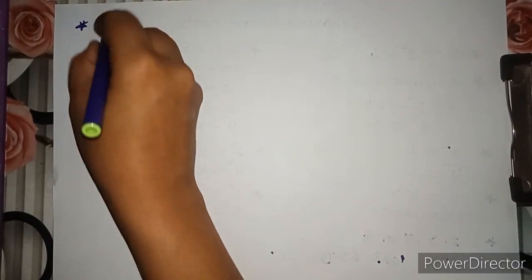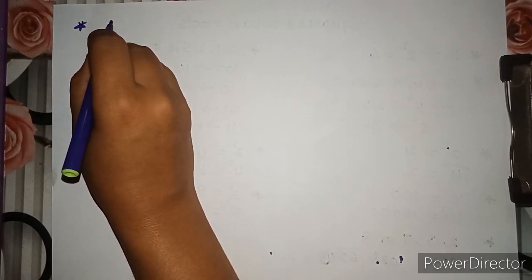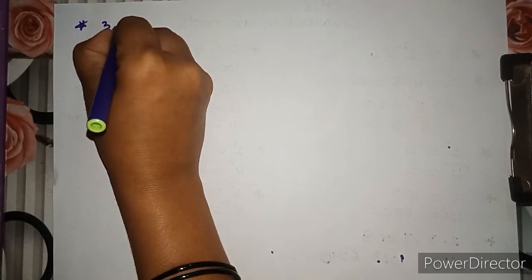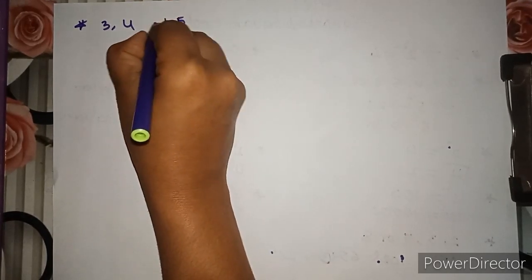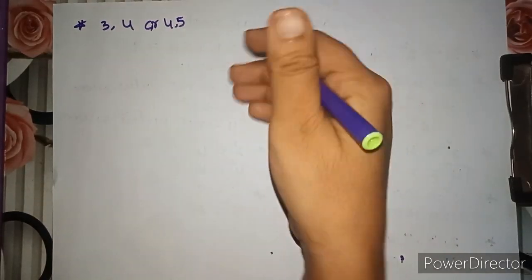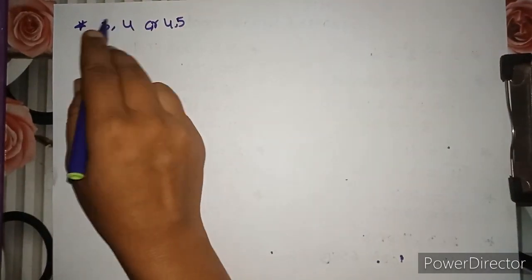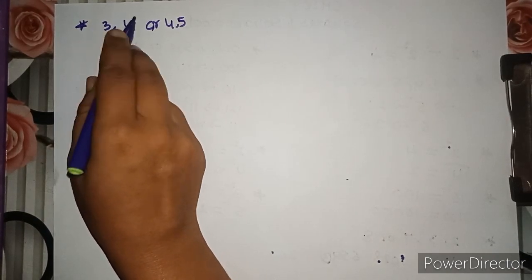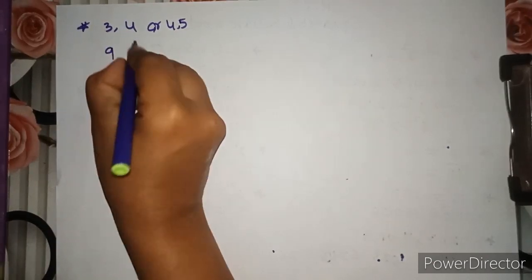The next property is that the difference of squares of two consecutive natural numbers is equal to their sum. Consecutive numbers means 3 and 4, or 4 and 5, 5 and 6, 6 and 7, and so on.